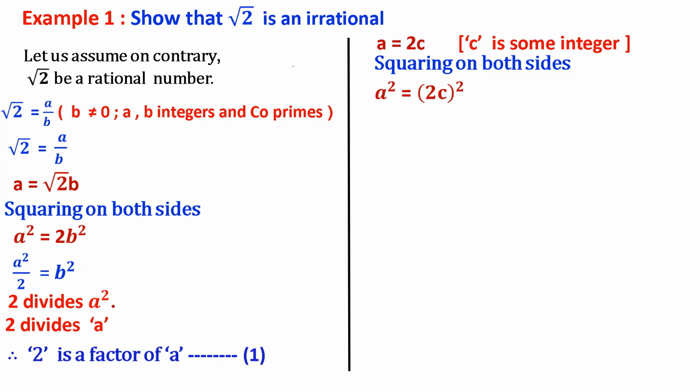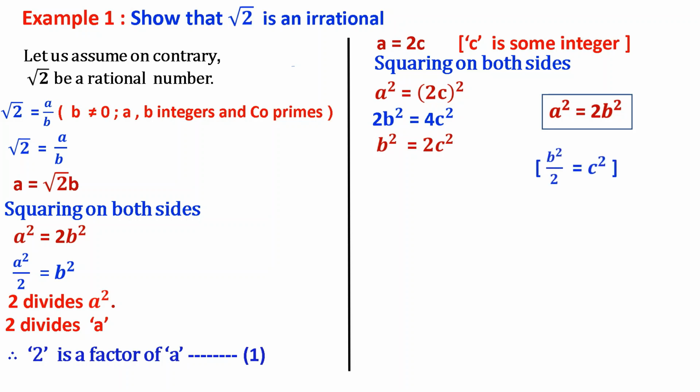But a square, we can express as 2b square. Already in the previous step we have a square is equal to 2b square. That's right, 2b square is equal to 4c square. By simplifying, b square is equal to 2c square. On transforming 2 to the left side we get b square by 2 is equal to c square.